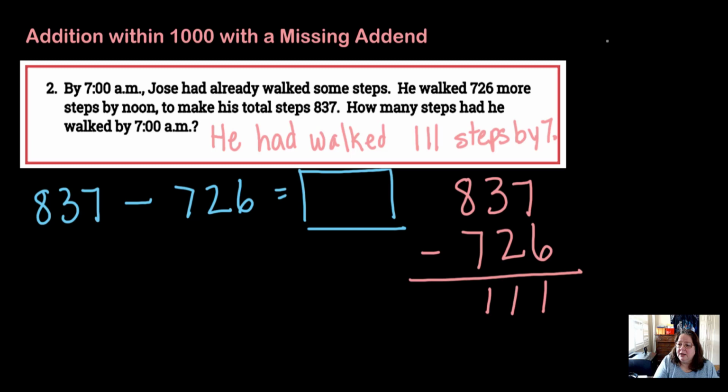Now could I check it? Yes, I could. 111 plus 726. Well, this is fairly simple to do. We can do it quickly. 6 and 1 is 7. 2 and 1 is 3. 7 and 1 is 8.